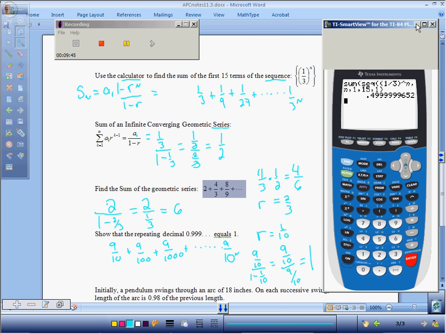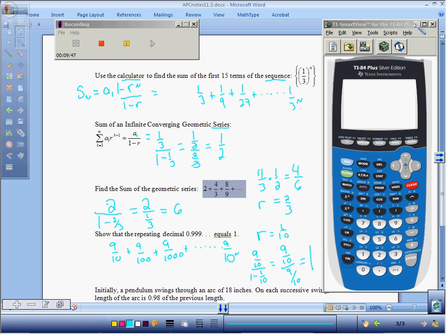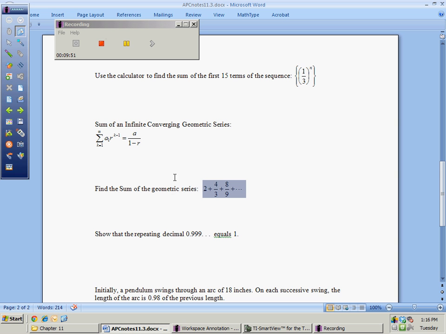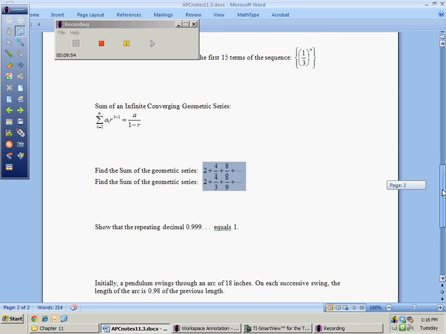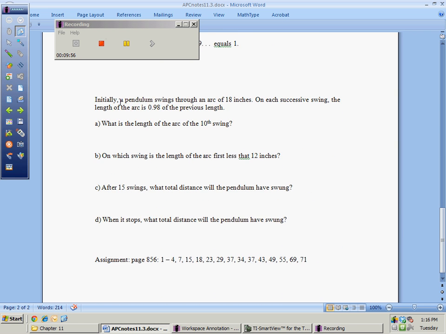Okay, so now we're going to go to this word problem down here. And I'm going to hide this, hide that. How am I going to do that? There we go. And I'm going to go down to this.